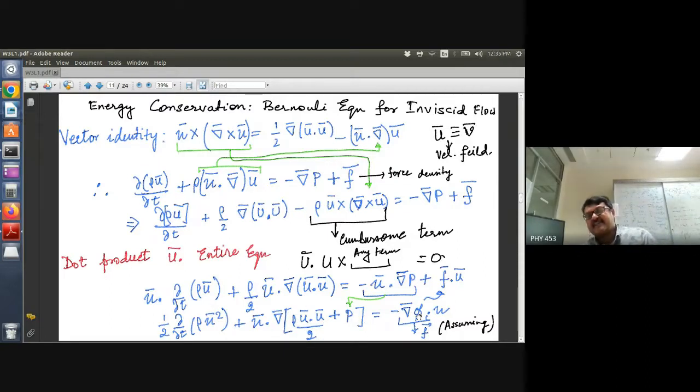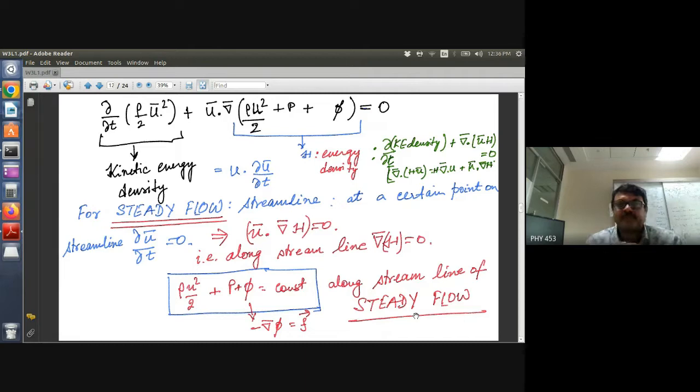And this phi stands for conservative. So one assumes that this force field is conservative, which means it can be written in terms of a minus grad phi. Phi is the potential, the interaction potential. Then you can write this entire equation like this, right?